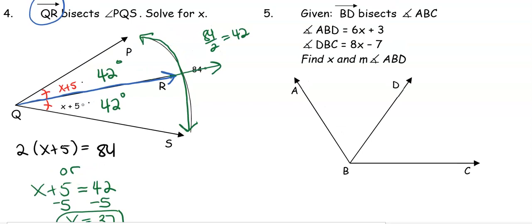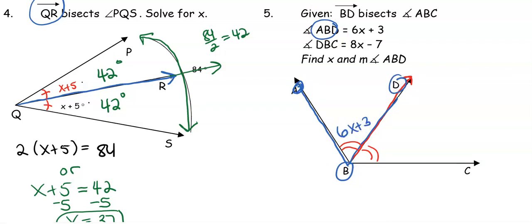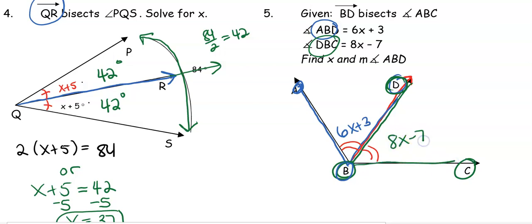All right, our last one for this video. We are given that BD, so we've got BD right here, is bisecting ABC. So we've got two congruent angles. ABD, I hit those letters in that order, from A to B to D, is 6x plus 3. And then we have DBC. I go from D to B to C, which means I'm talking about this angle, is 8x minus 7.